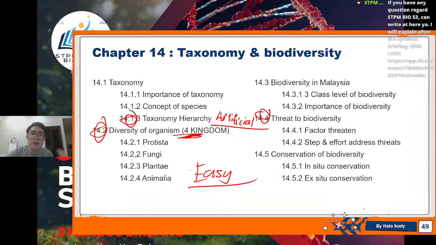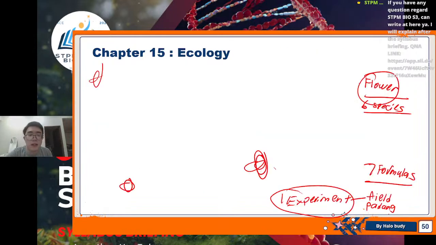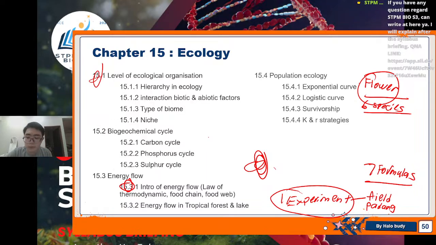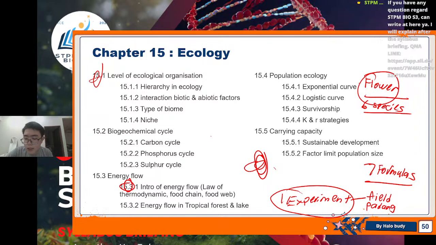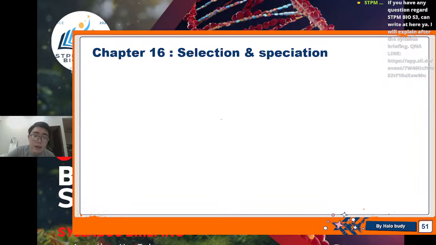But this experiment is very easy. You don't need to worry. It's very easy. Your school teacher will help you. You can do it in the laboratory, and normally in 1 or 2 periods you will finish the experiment. Okay. The next chapter, ecology. The last chapter is about selection and speciation.